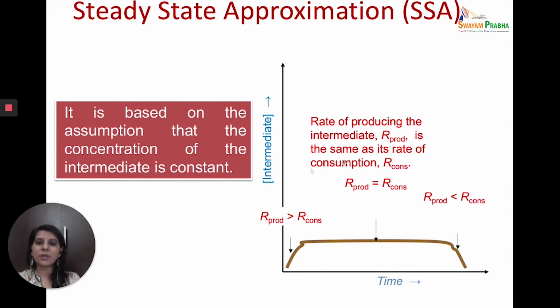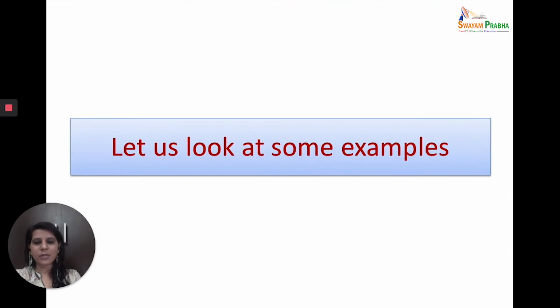So this concept of the steady state approximation is used in working with reaction mechanisms. Now let's look at some examples where we can apply the steady state approximation to formulate the rate law for each of the mechanisms.